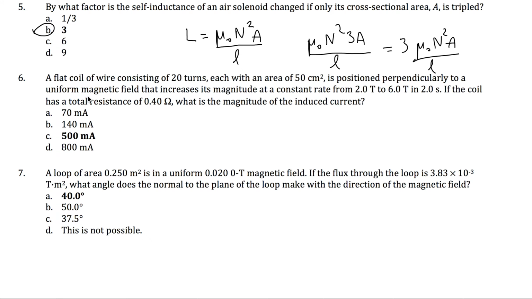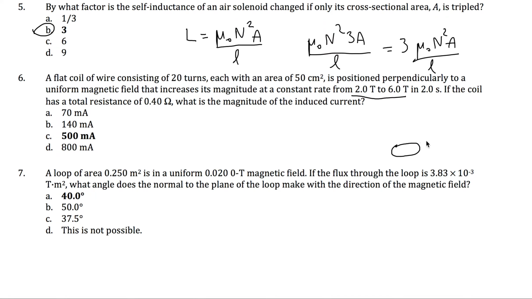For the next one, we have a flat coil that consists of 20 turns, and it's positioned perpendicularly to a field that is changing. So what's going to be the induced current? First we have to make sure that there is an induced current, that there is actually a flux changing through the loop, that the loop is positioned so that the field lines are actually going through it. So the flat coil is positioned perpendicularly to the field.